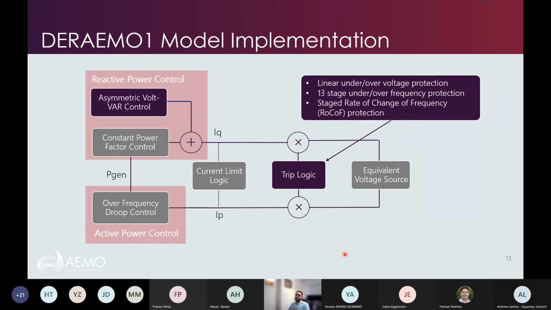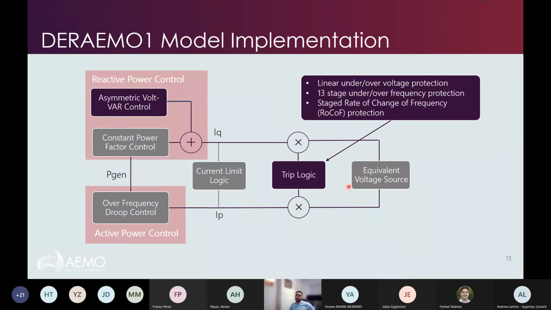So here's the simplified block diagram. Just please note that there are way more control block options available here. We just haven't shown it. Otherwise, it would just be a bit of a mess, and I really wanted to focus in on the ones that have been implemented. So for example, you don't see under frequency droop control here. And the reason is it hasn't been implemented by residential DPV. And that is because the AS4777 standard doesn't require it. So we've got over frequency droop control, we've got constant power factor and asymmetric volt-var control if required by the DNSPs. And then we've got this trip logic as well.